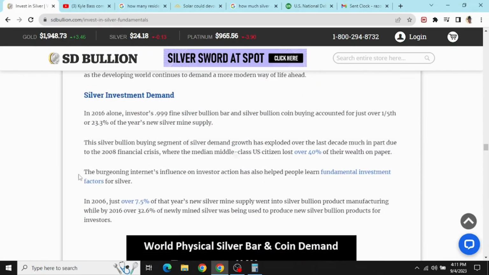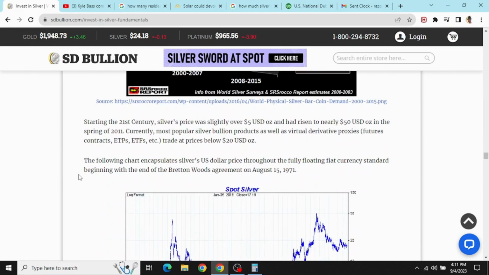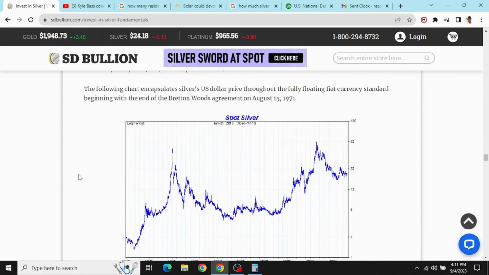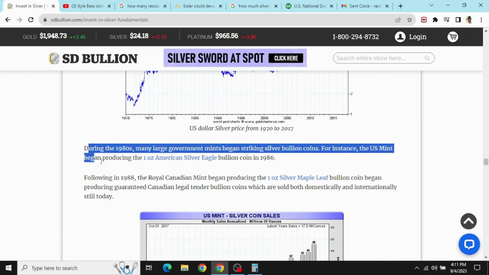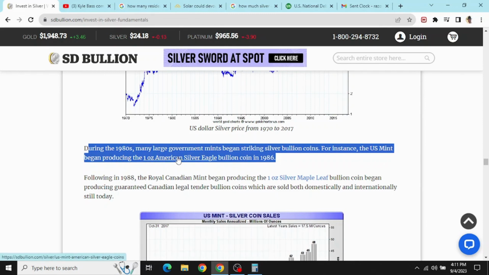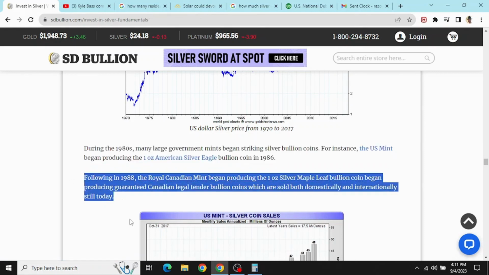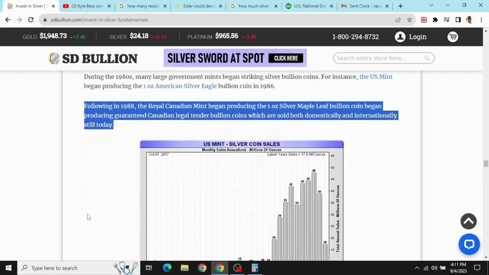And if we keep scrolling down, I think I just found this a little bit lower. During the 1980s, many large government mints began striking silver bullion coins. For instance, the U.S. Mint began producing the 1 ounce American Silver Eagle bullion coin in 1986. Following in 1988, the Canadians did the same thing by striking the Silver Maple Leaf bullion coin, guaranteeing the legal tender bullion coins, which are both domestically and internationally still today.